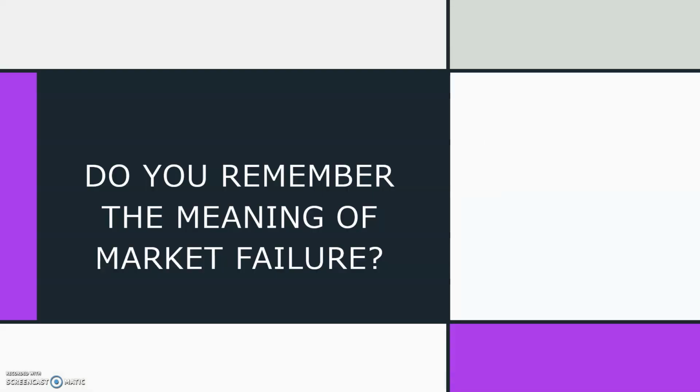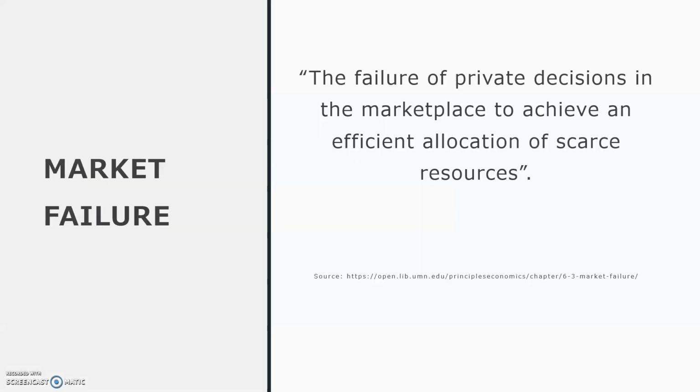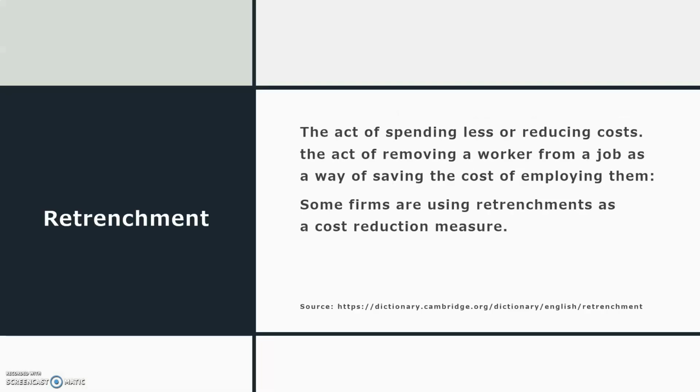But first things first, do you even remember what the term market failure means from your last lesson? Now, market failure refers to a failure of private decisions in the marketplace to achieve an efficient allocation of scarce resources. So there is some inefficiency in how resources are allocated to produce goods and services. Usually we have an overproduction or underproduction, and by now I'm sure you are familiar with the terms negative and positive externalities. So one of the consequences include retrenchment.